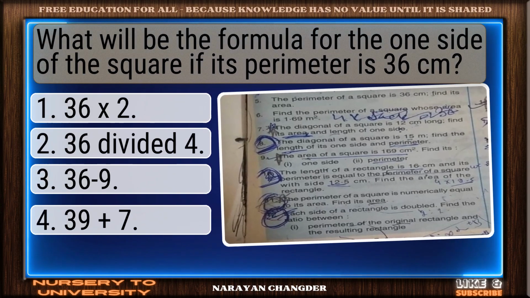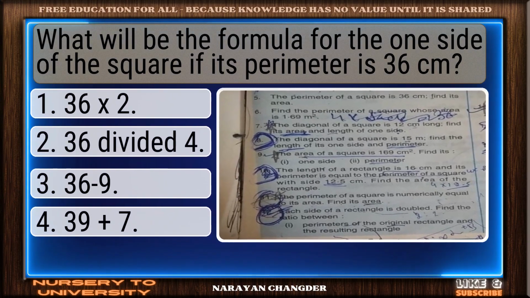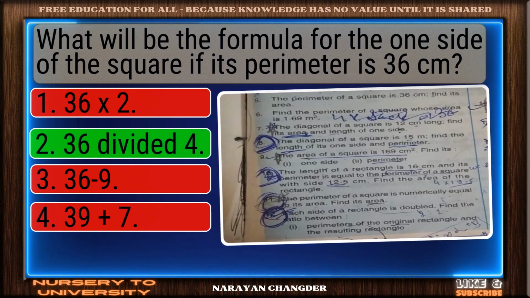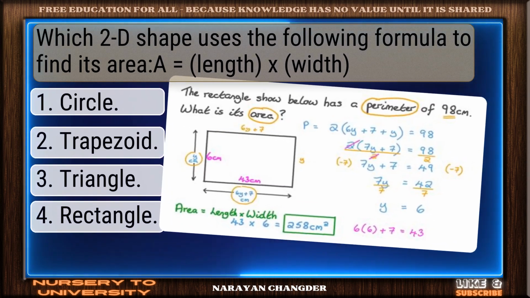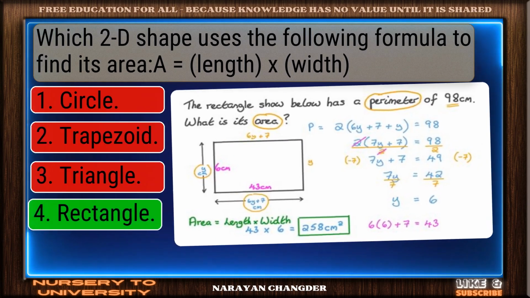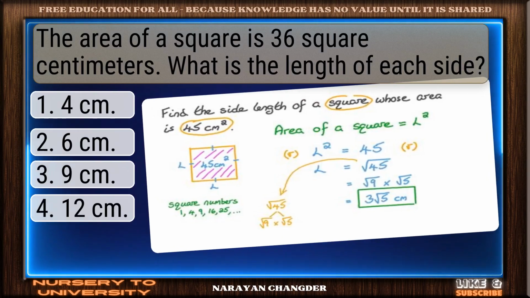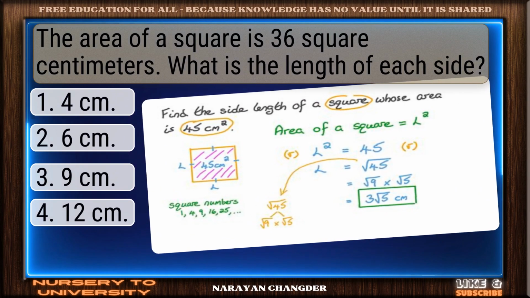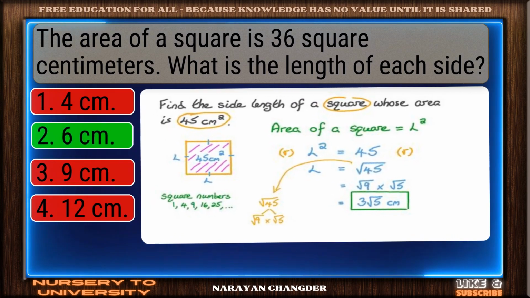What will be the formula for one side of the square if its perimeter is 36 cm? Excellent. 36 divided by 4 is a brilliant choice. Which 2D shape uses the following formula to find its area equal to x? Right again. Rectangle is a valid answer. The area of a square is 36 square centimeters. What is the length of each side? Perfect. 6 cm is the correct choice.